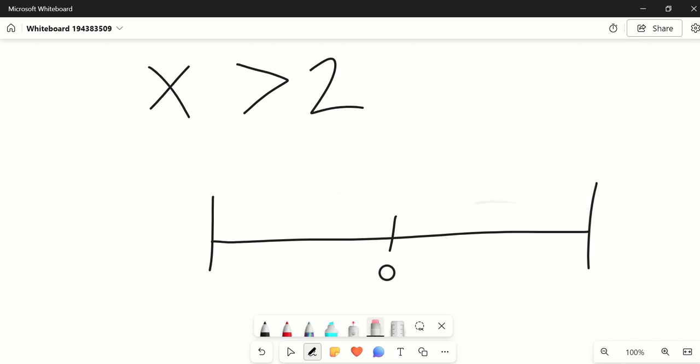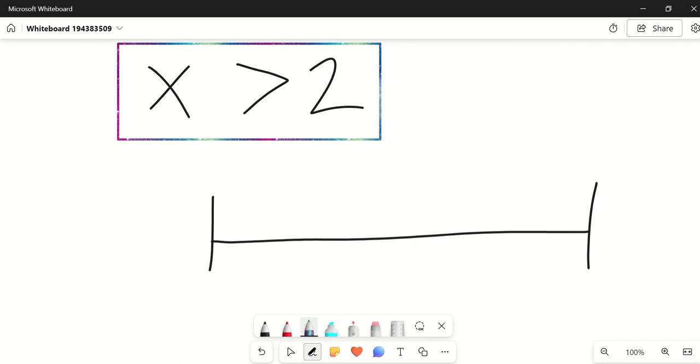Now I'm going to erase the 0, and they want us to graph this. There are 2 things that we need to know. Number 1, this needs to be in your notes. In order to graph this, always have the variable on the left side of the inequality. In this case, x is already on the left side. X is greater than 2. So you're going to start off with the variable. Make sure the variable is on the left side of the inequality in order to graph it.